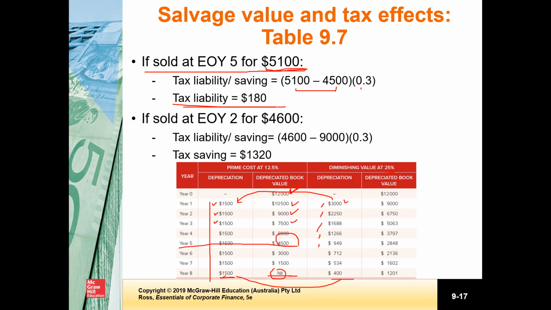Okay, so that is called capital gain tax. And your after-tax salvage value will be this 5,100. That is your selling price minus tax. So that is your after-tax salvage value.